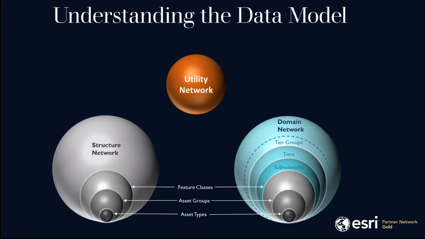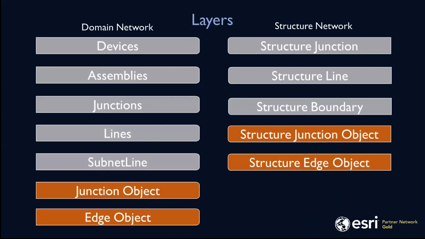Within the domain network, we have some important components. We have tier groups and tiers, which allow us to organize the network hierarchically. Tiers can represent different levels or regions of your network, whether you're organizing by pressure zones or circuits or something else. And then we have subnetworks, which are essentially logical divisions in the network that help manage connectivity, tracing, and analysis.